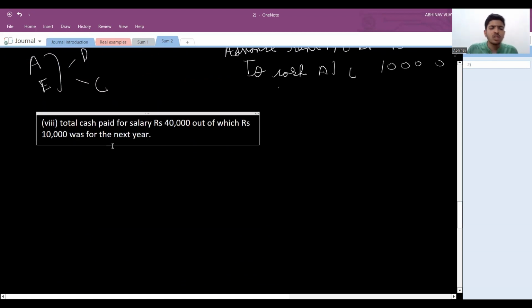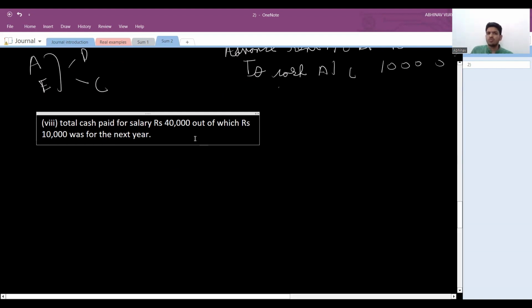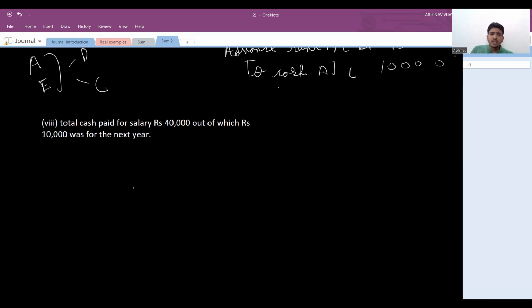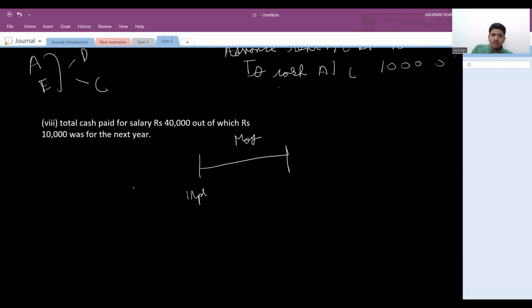Now, 8th question. Total cash paid for salary, which is 40,000, out of which rupees 10,000 was for the next year. The wordings are different, the concept is the same. What does this actually mean? Say this is for the year, say this is 1st April to 31st March, 2023, 2022.